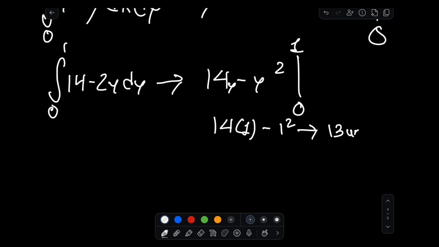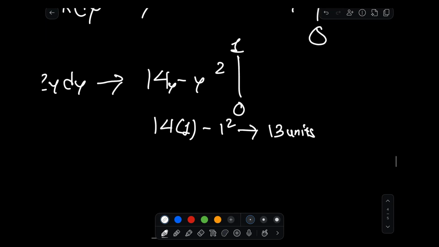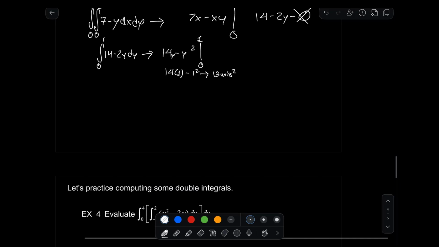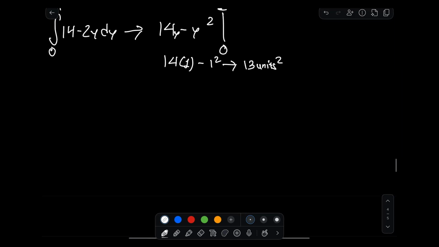You get 13 units squared, which we did the calculus way, but we can also do the geometrical way as well, which I will show. And for very basic regions like this, you can actually use this. So let's just draw this out.